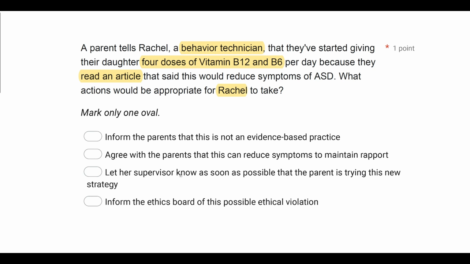Once she tells the supervisor, the supervisor will then tell Rachel what she cannot do or what she needs to do. That is the proper chain of command.